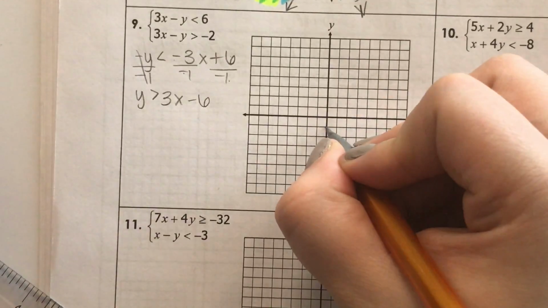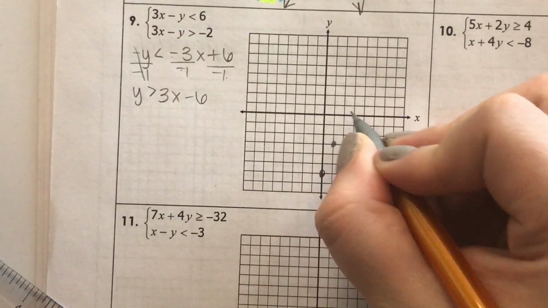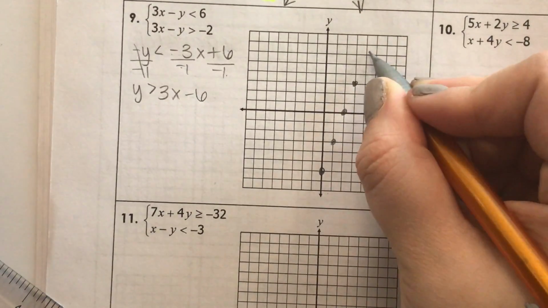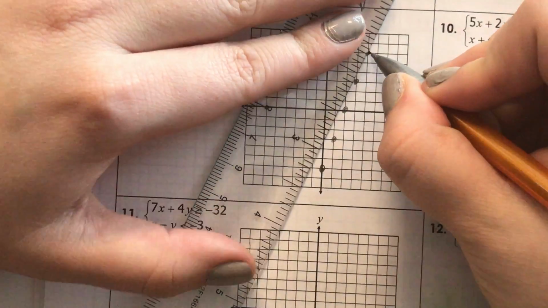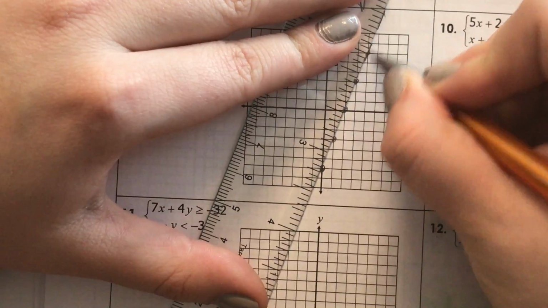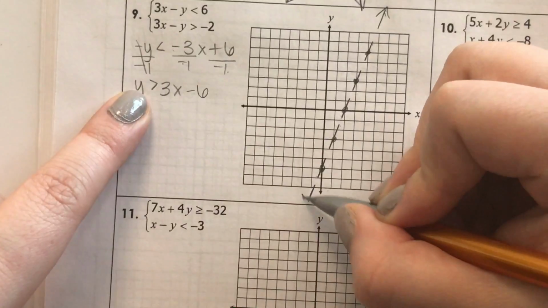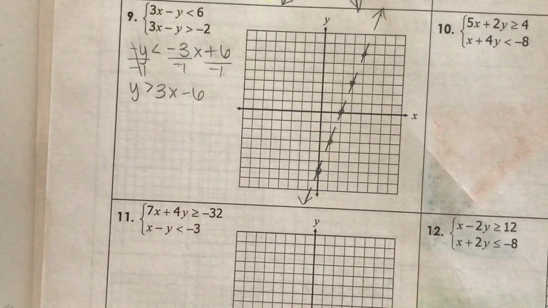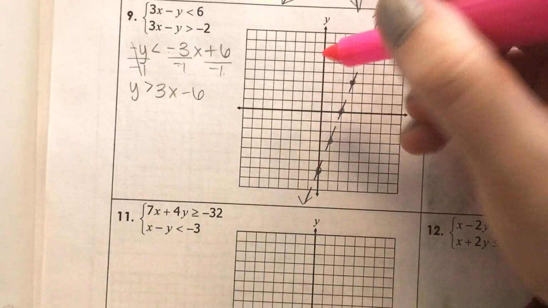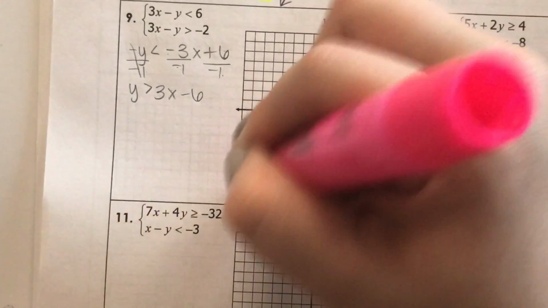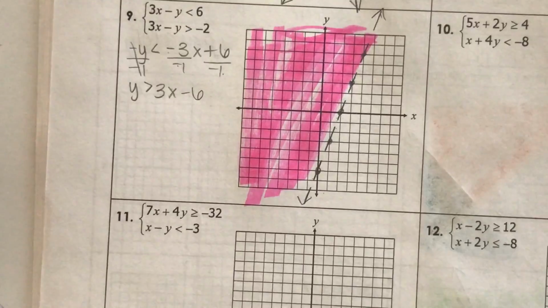So I'm going to start at -6, 1, 2, 3, 4, 5, 6, and go up 3 over 1. This is a dashed line, since there's no or equal to. And we're shading above this line. I'll use pink this time. Okay, you don't have to be pretty with your shading.